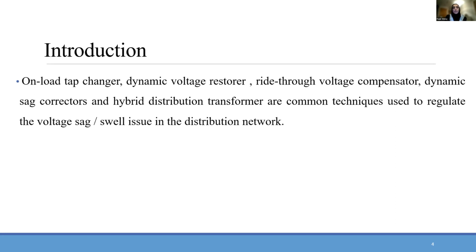So the hybrid distribution transformer is a combination of the conventional distribution transformer and a power electronics converter, which has the ability to regulate the voltage using the power electronics converter. The hybrid distribution transformer also helps to reduce the impact on the power system.